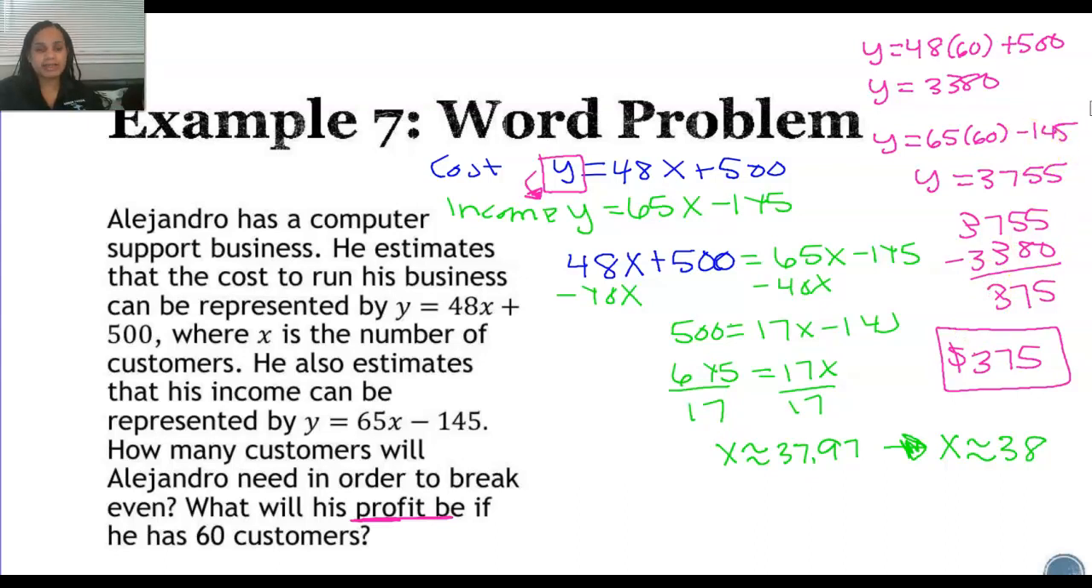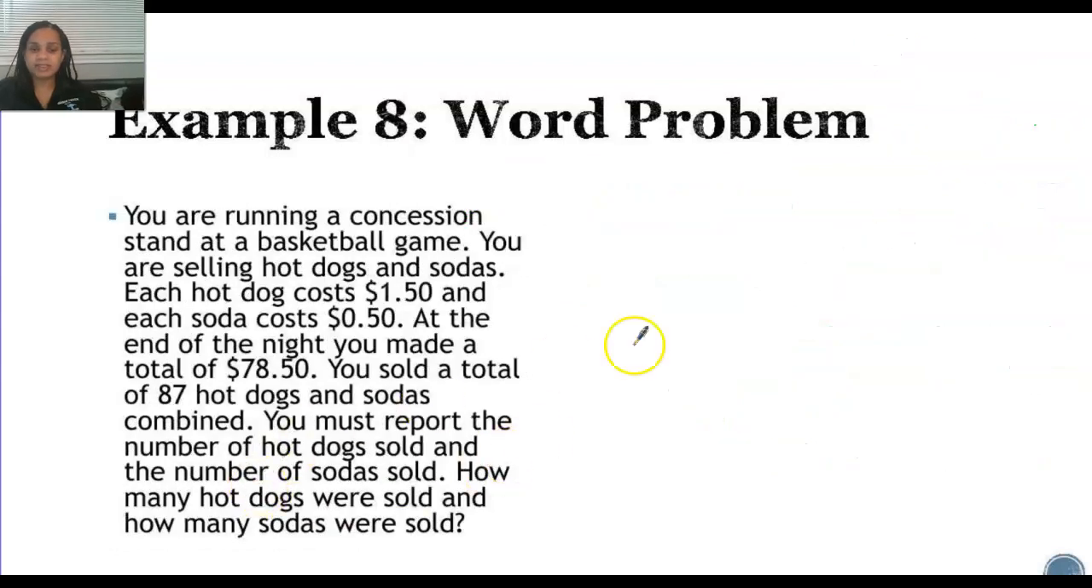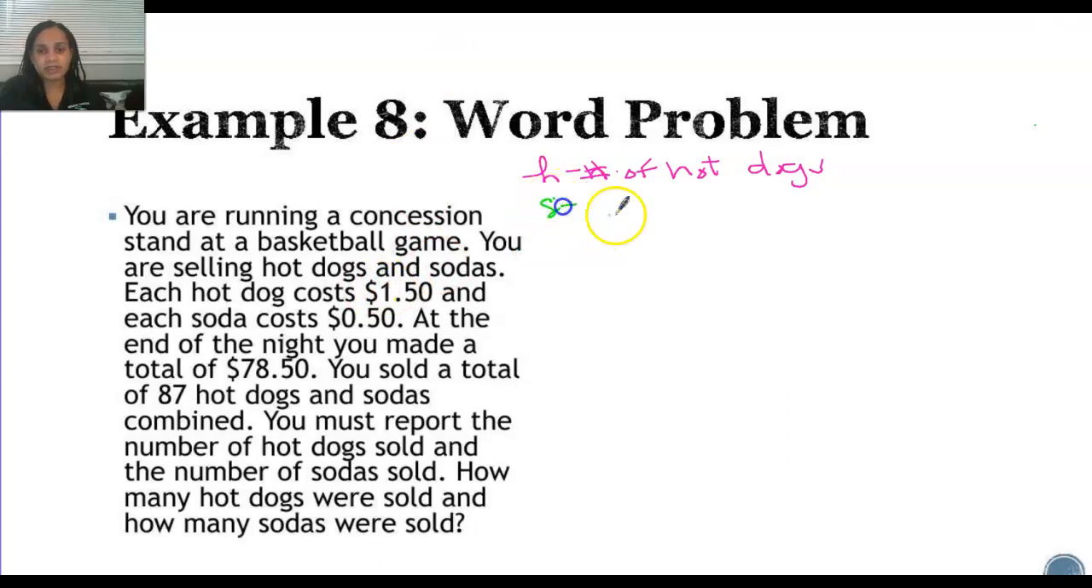Let's go ahead and try example 8. So you're running a concession stand on this one. You're selling hot dogs and sodas. So what I would do is go ahead and write out my variables and decide what they represent. This is called defining your variable. H would represent the number of hot dogs, and S would represent the number of sodas.